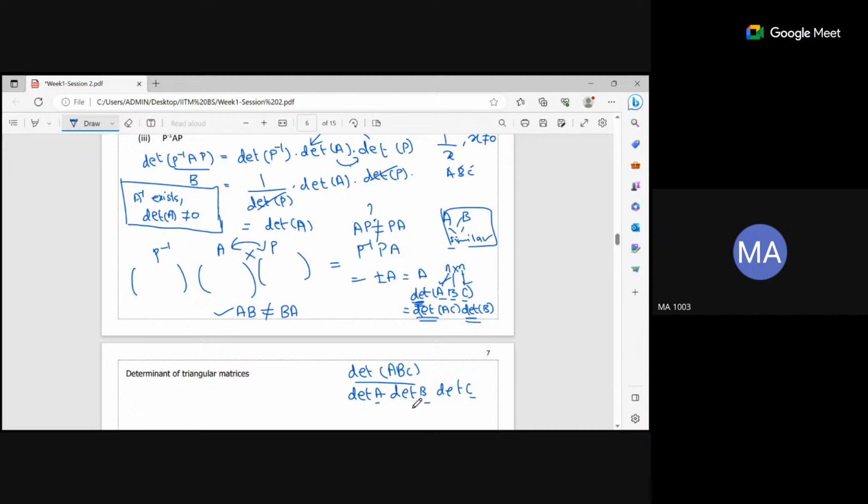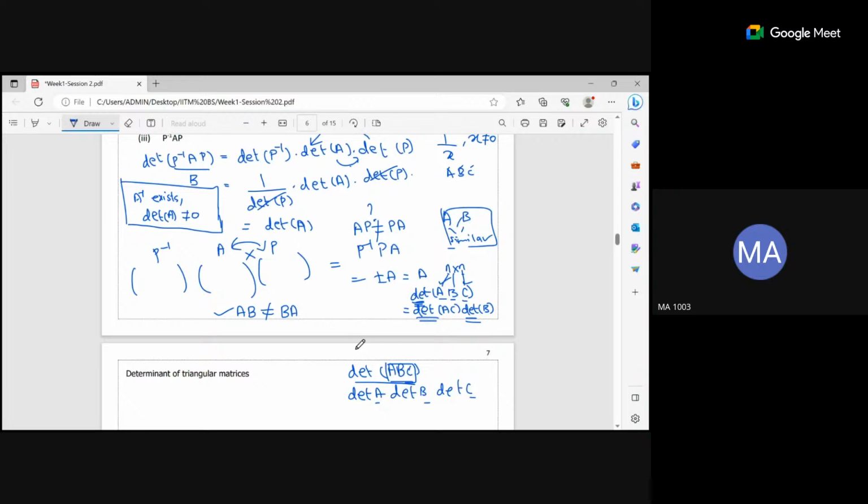ABC itself will not be defined if they are of different sizes. Then what is the meaning of the determinant of that matrix? ABC itself will not be defined, right? So if they are of different sizes, even though they are matrices, we still cannot multiply them. Correct?